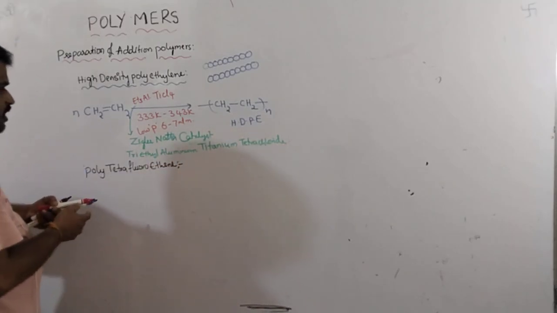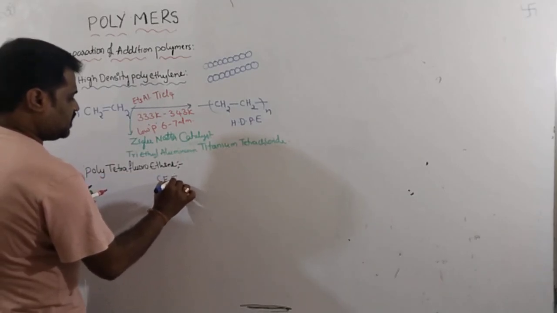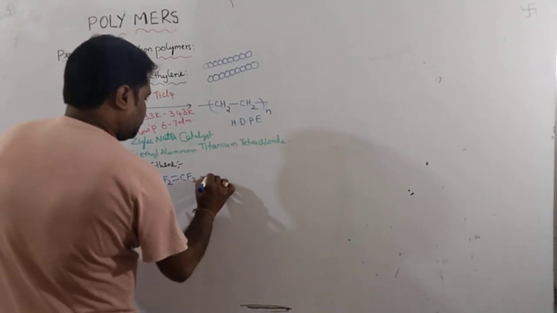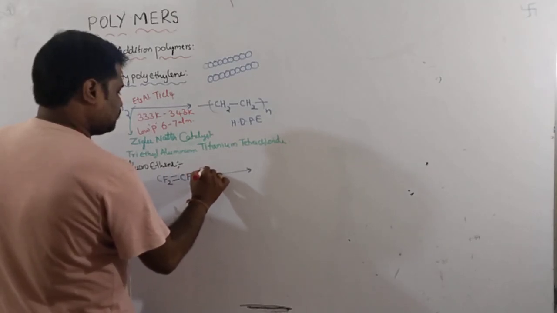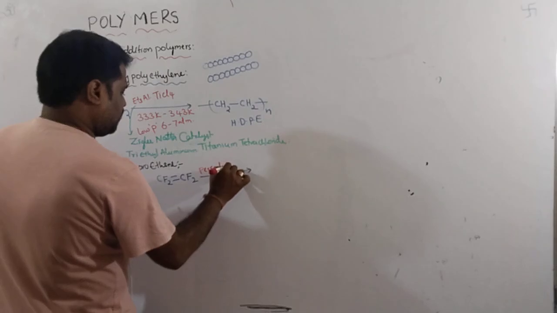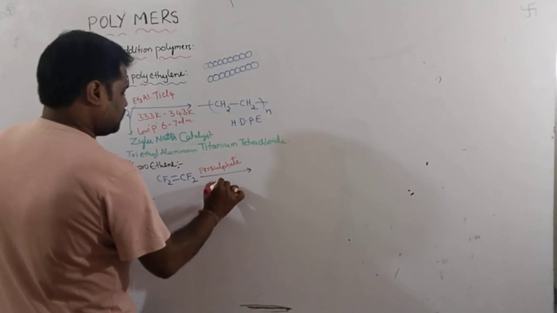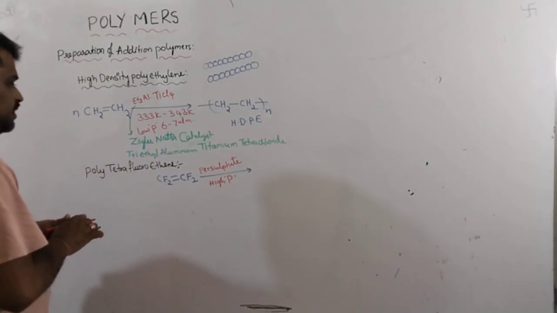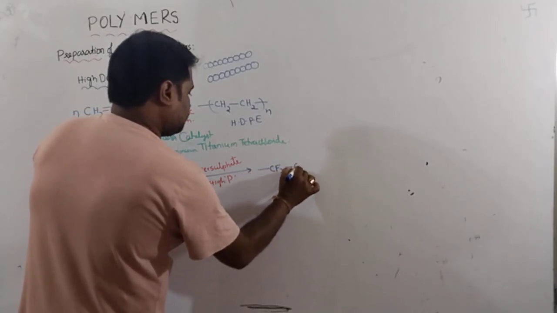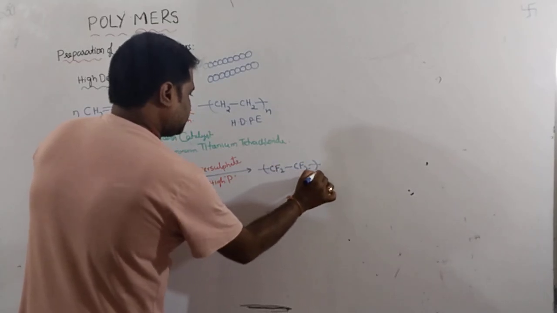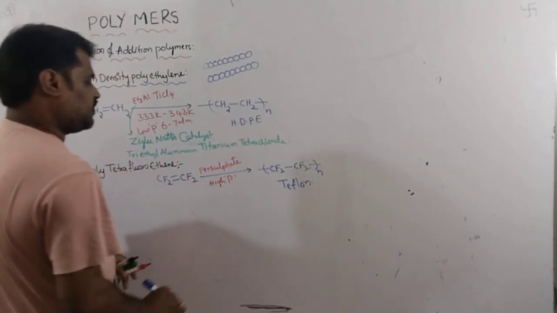Polytetrafluoroethene, made from CF2=CF2, in the presence of a persulfate or free radical catalyst at high pressure, makes polytetrafluoroethene, (CF2-CF2)n, with the name Teflon. This is the Teflon structure.